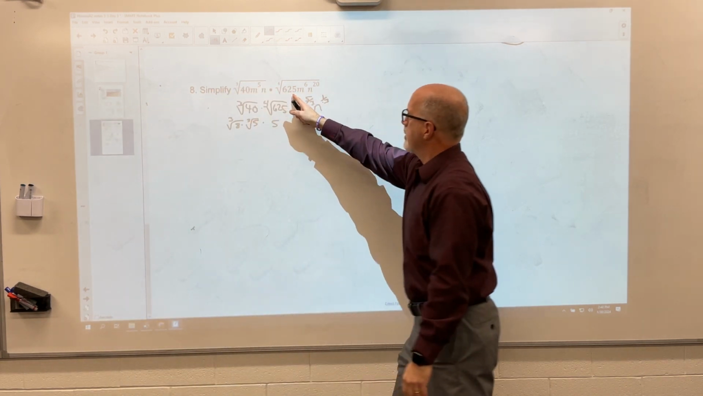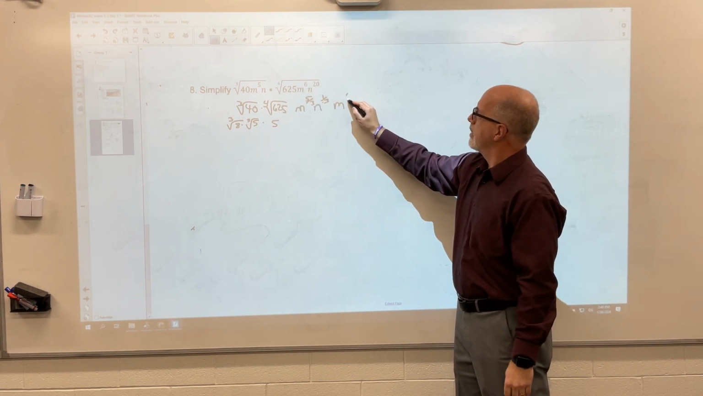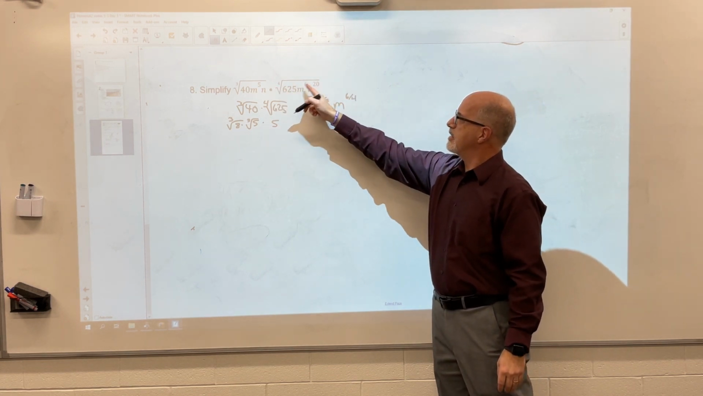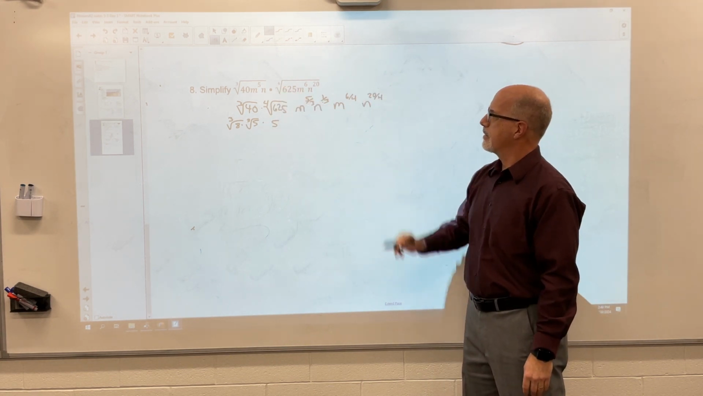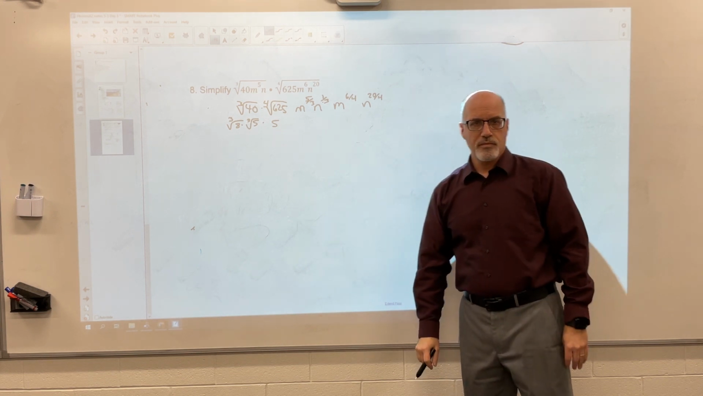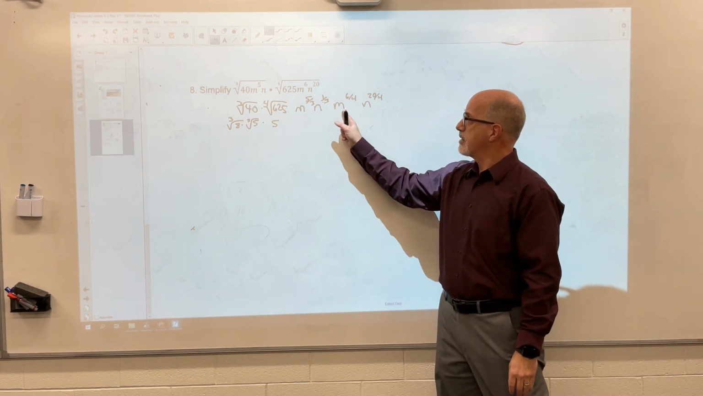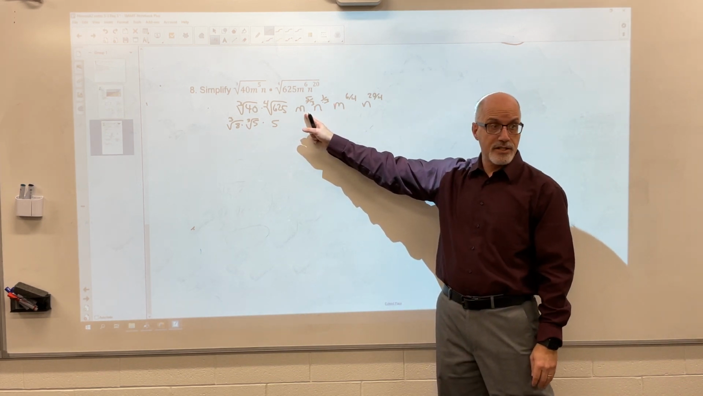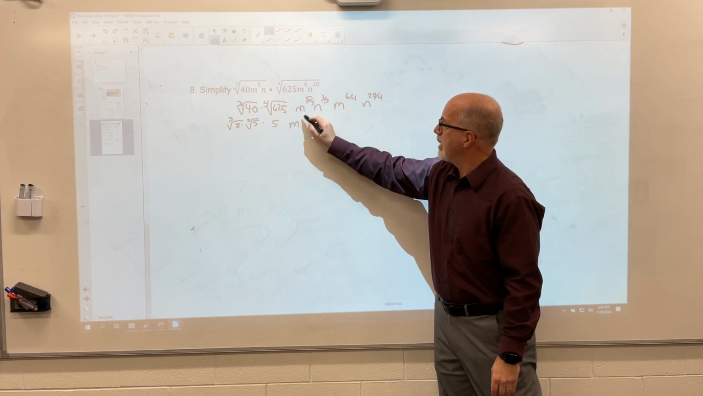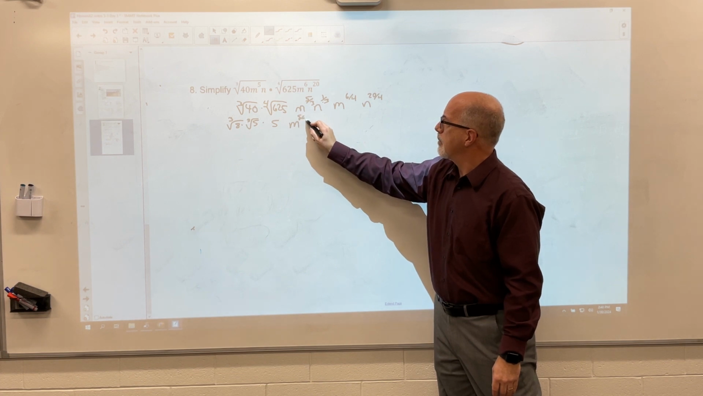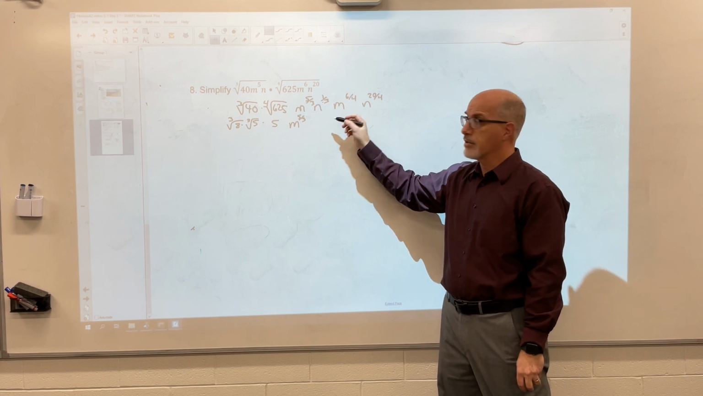Over here, I already got rid of the 625. This will be m to the 6 over 4 power, and n to the 20 over 4 power. Now, when you have same bases multiplied together, you add exponents. So on the m's, I'm going to take 5/3, and add to it 6/4, which reduces down to 3/2. So I'm going to add to it 3/2.